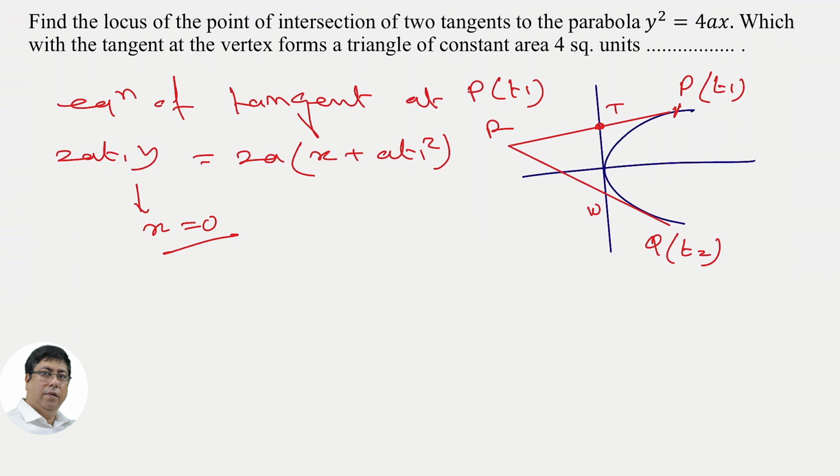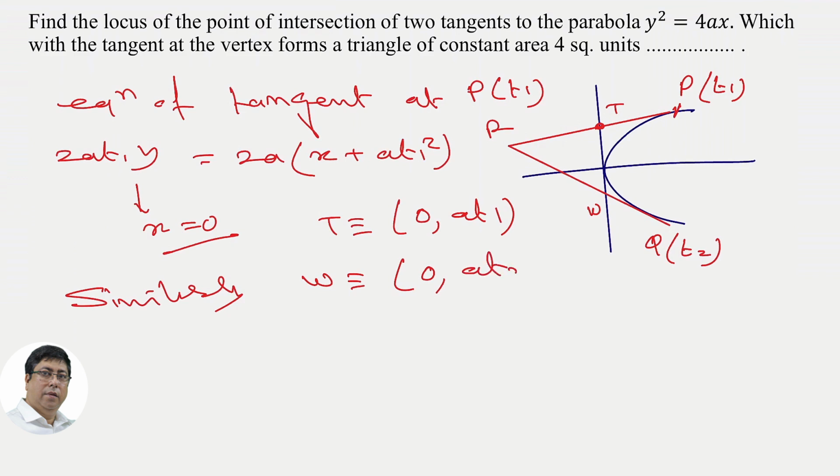Tangent at the vertex is the y-axis. Putting x equal to 0 here, we are getting T as the point (0, AT1). Similarly, W is the point (0, AT2).